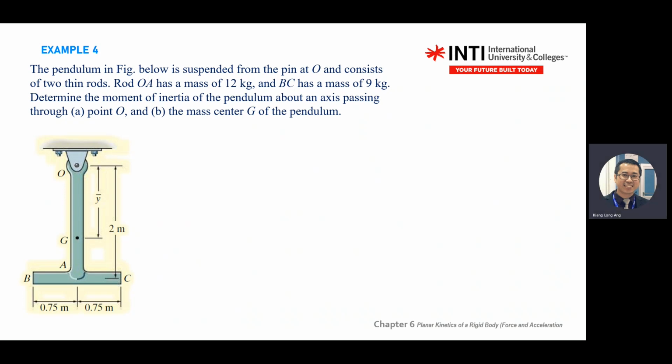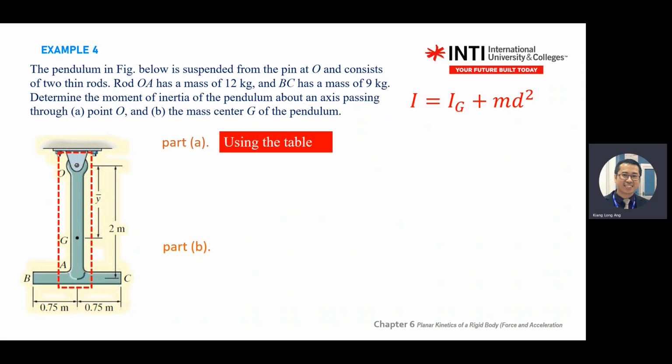Then the second part asks you to calculate passing through G. Your moment of inertia can change based on where you refer to. It's not a fixed answer. So here, this example 4 shows you how to do the calculation at point O, and the other one is center G. Recall the equation I equals Ig plus md squared.